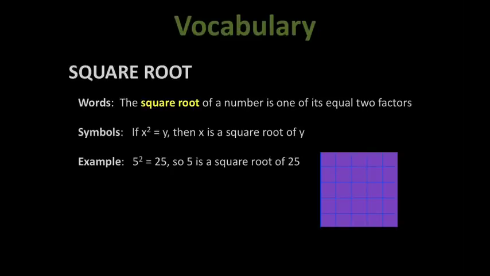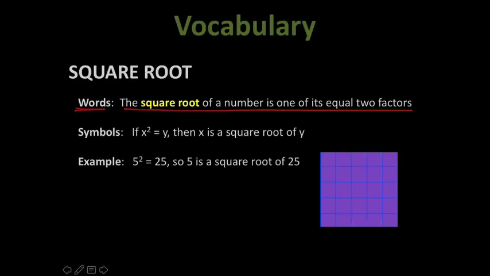All right, so next up vocabulary is square root. So get everything copied on this page, including the picture. Hit pause, and we'll talk it through when you come back. Okay, let's take a look at the words. The square root of a number is one of its equal factors. Okay, so the square root of a number is one of its equal factors.